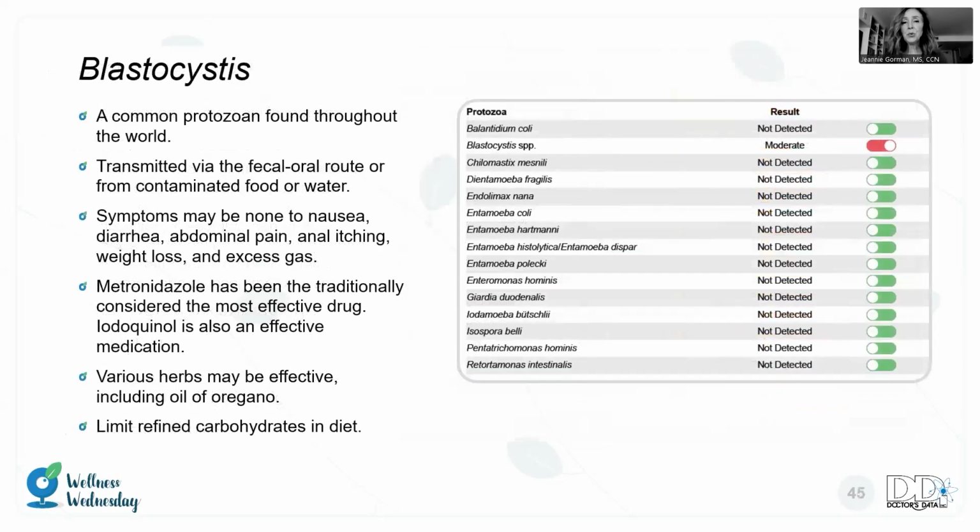This blastocystis was found under parasitology using microscopy. It's a moderate level. So our in range would be not detected. We don't want to find this in a stool, ideally. And then we would flip to our next level, which would be few, and then moderate, and then many. So blastocystis, you may already know, is considered a normal inhabitant of the gut, just like H. pylori at low levels.